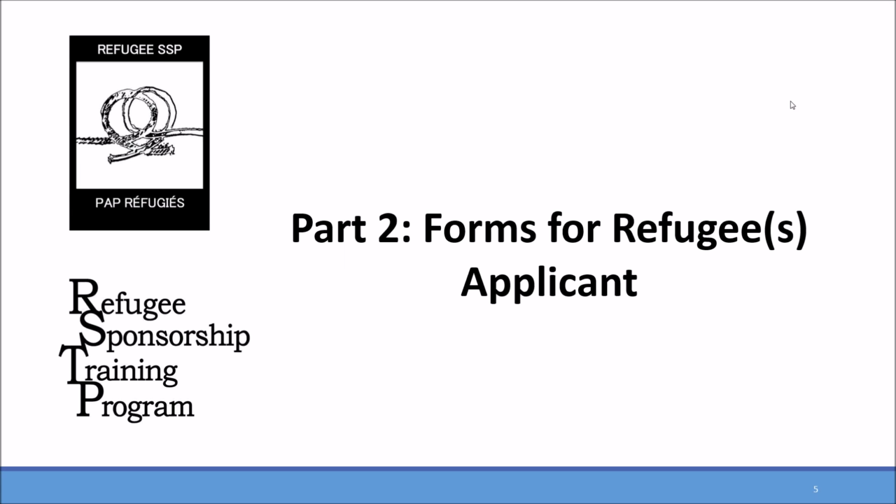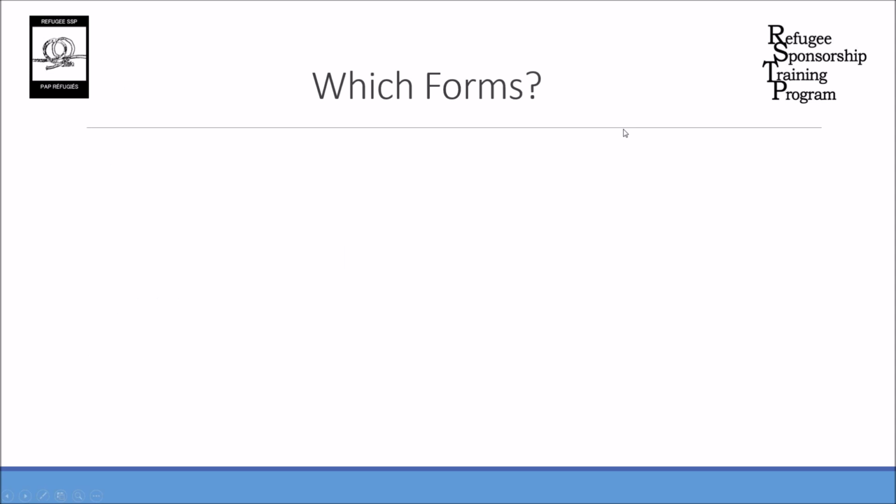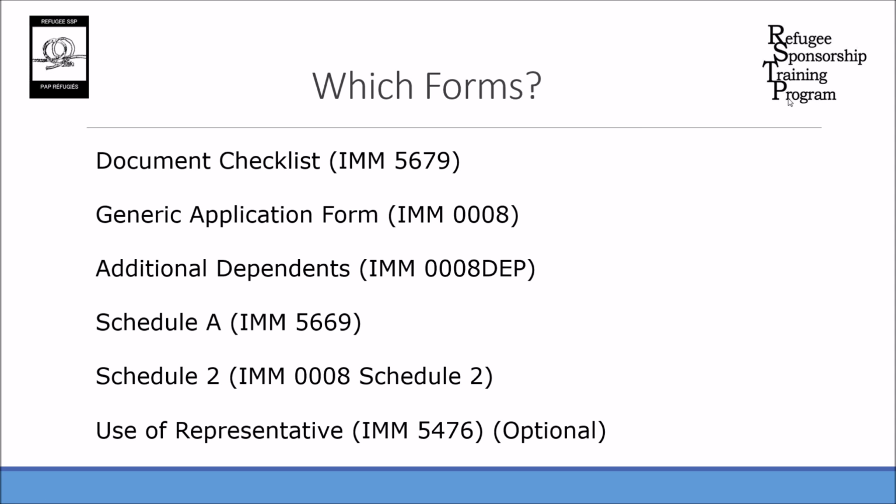Moving on to the focus of this webinar, what forms need to be completed by the refugee applicant that is being sponsored. These are the forms that need to be completed by the refugee applicant: a document checklist, IMM 5679, a generic application form for Canada, IMM 0008. If there is not enough space to list all of the principal applicant's dependents on the generic application form, then you would use the additional dependents form, IMM 0008 DEP.